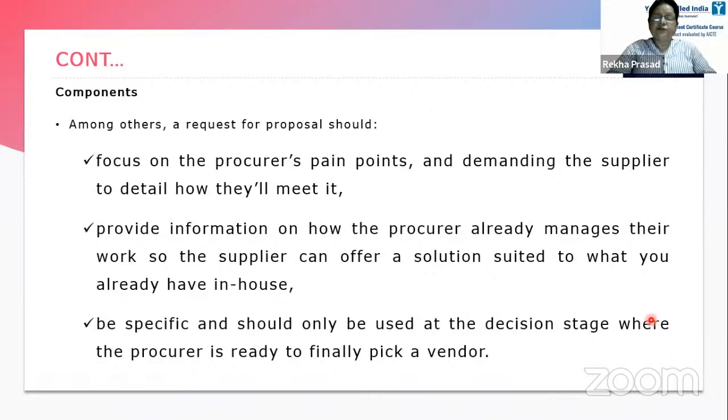Be specific and should only be used at the decision stage where the procurer is ready to finally pick a vendor. So up to that point you should come to the decision stage. The supplier should also be very particular. We'll be supplying you this at this rate, at this duration, this will be our delivery schedule, all these things. And then only the final decision has to be taken by the procuring agency.